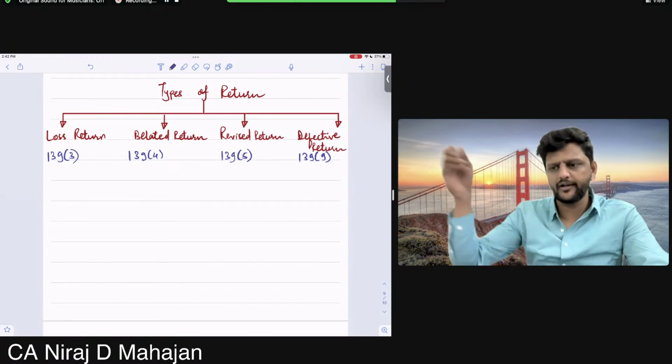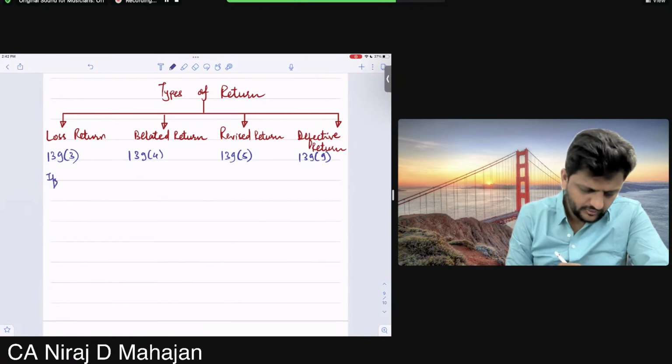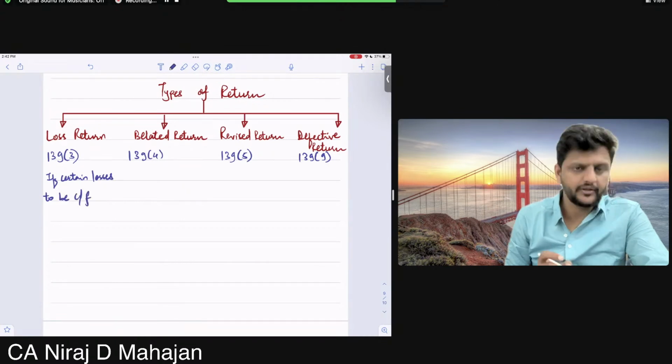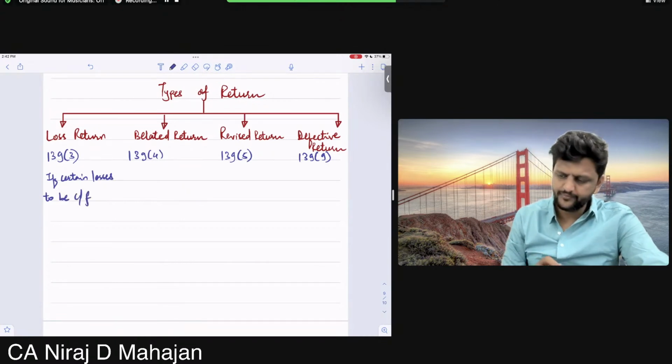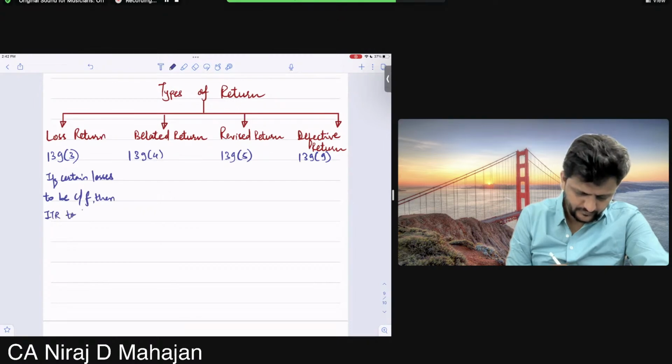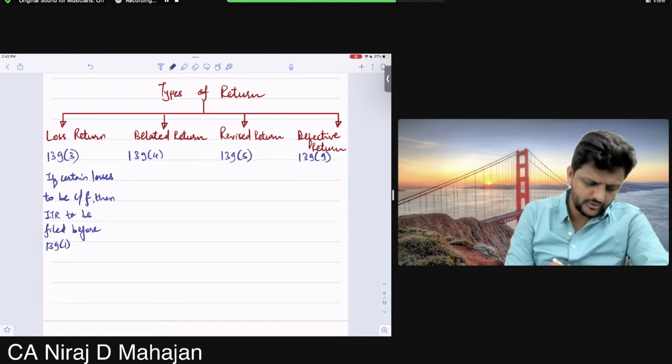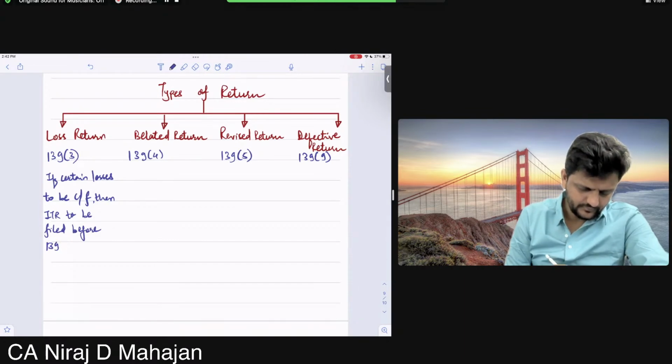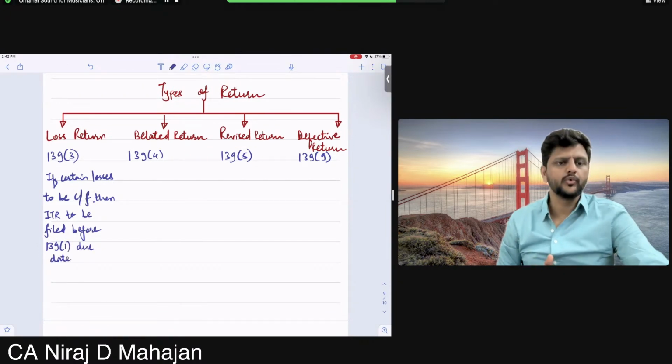When do we use loss return or when do we file loss return? If certain losses are to be carried forward, then ITR to be filed before the 139.1 due date. Right, children? Clear till here? Before the 139.1 due date.